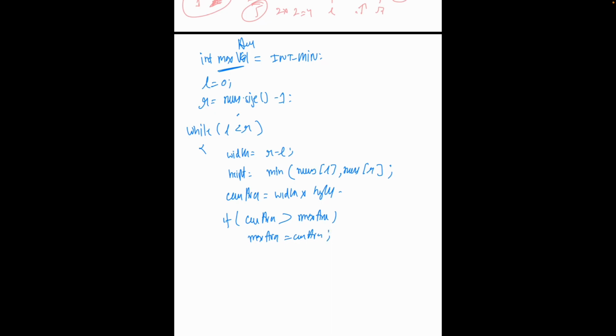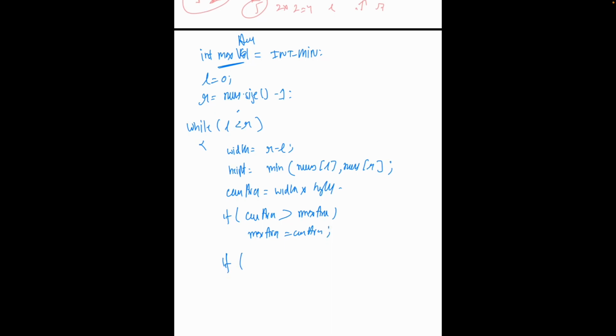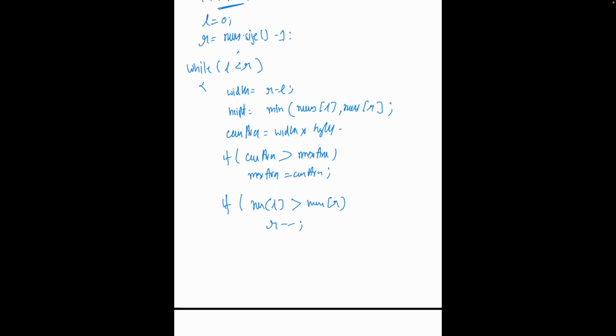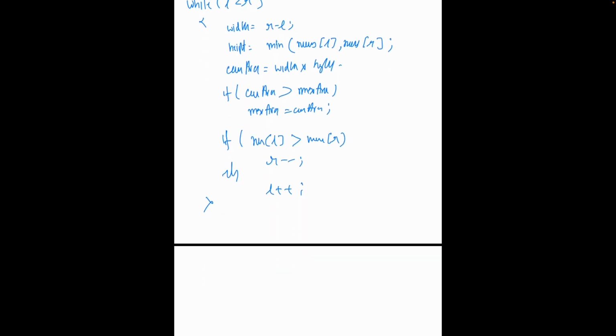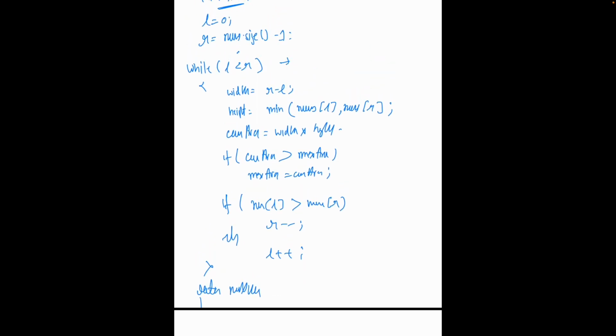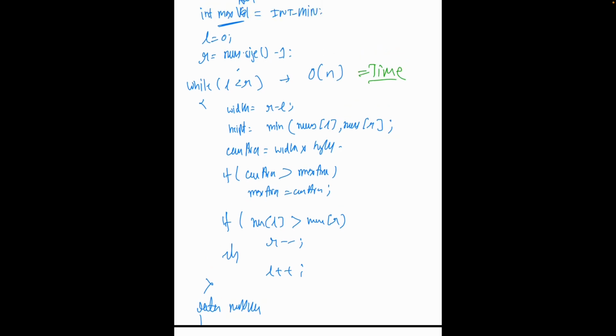Now once we have done this, if nums of L is greater than nums of R, we're going to do R minus minus. Else, let's say L plus plus. And at the end just return max area. So if you see, worst case scenario is big O of n, and hence it's a time improvement.